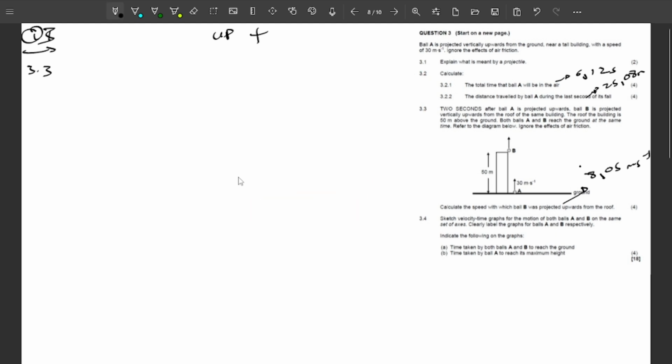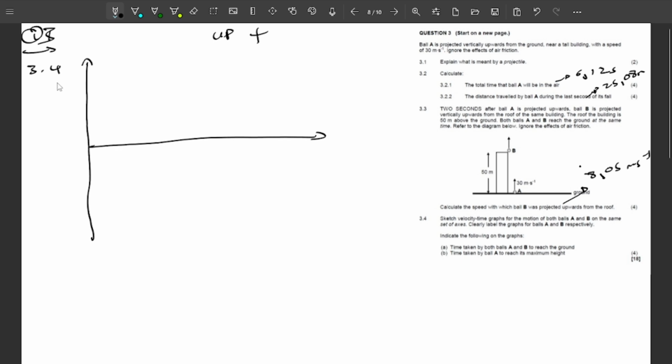Right, now 3.4 states: sketch the velocity time graph for the motion of both balls A and B on the same set of axes. Clearly label the graphs for balls A and B respectively. Indicate the following on the graphs: time taken by both balls A and B to reach the ground, and time taken by ball A to reach its maximum height. So we're basically going to be drawing the velocity time graph, which is a straight line. I explained why in the introduction video. If you haven't seen it, please go watch it, because it's the first video you have to watch before you start to attempt these problems.